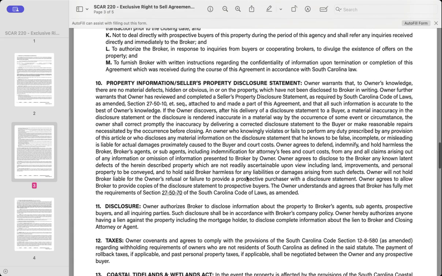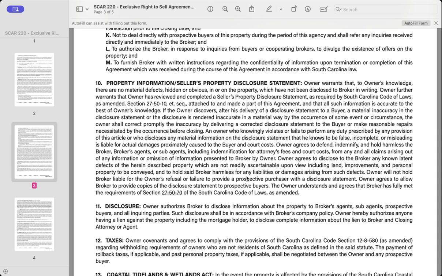Section 10 is about property information in the seller's property. This is a disclosure statement that will be filled out, and it is a part of the agreement. It also indicates that the broker can't withhold any material facts, and also that the seller will be making sure to disclose any defects, whether hidden or obvious, or any additional information about the property.